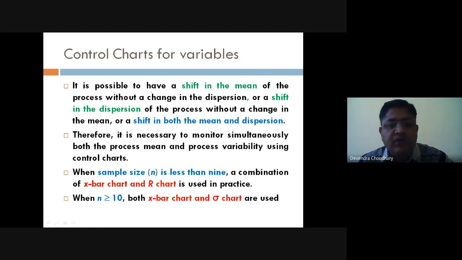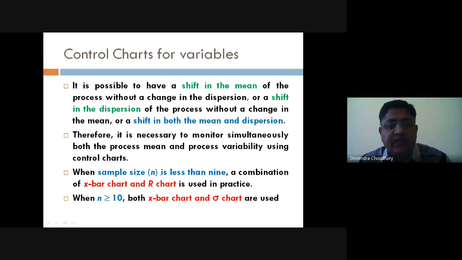It is possible to have a shift in the mean of the process without a change in the dispersion, or a shift in the dispersion of the process without a change in the mean, or we can have a shift in mean as well as a shift in dispersion simultaneously. Therefore, it is necessary to monitor both the charts simultaneously, that is, mean and process variability charts.